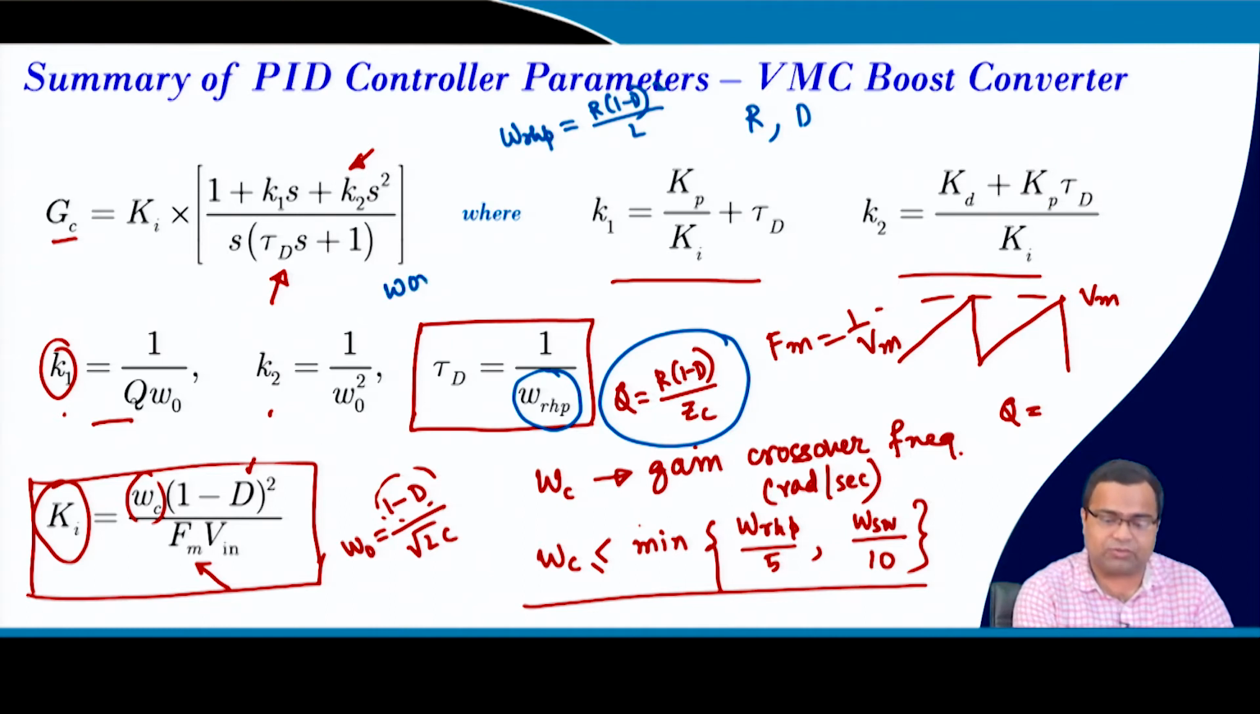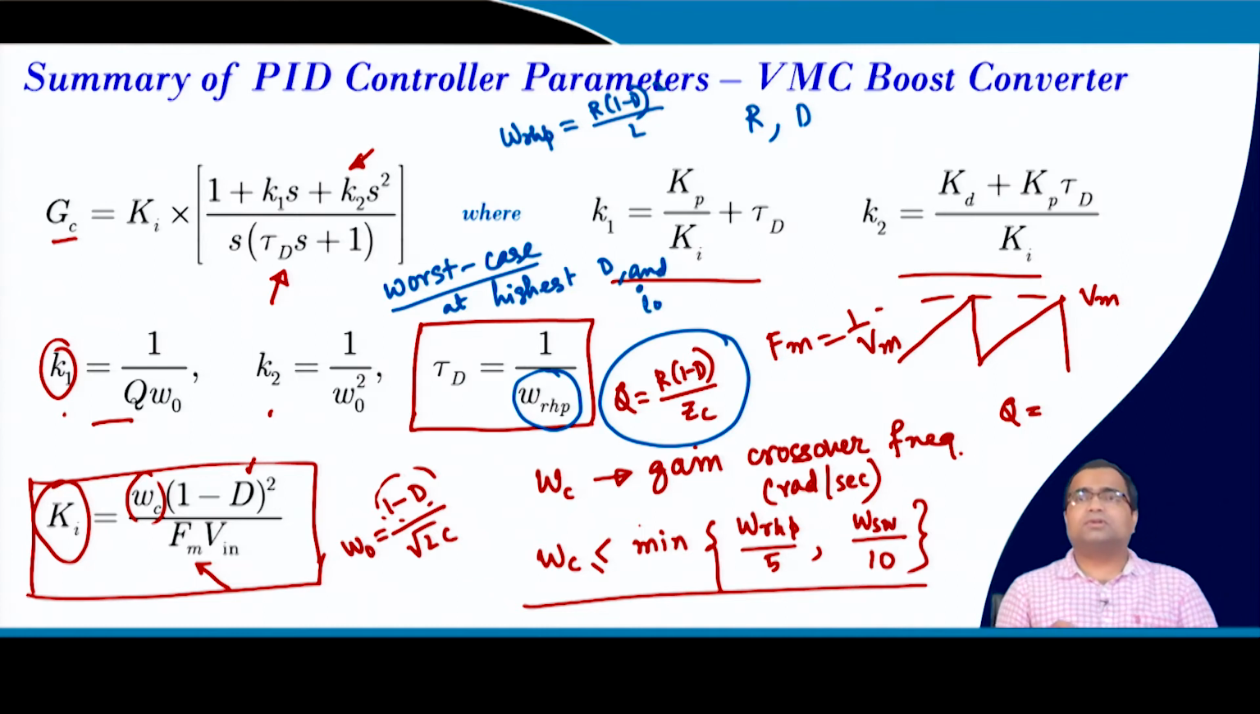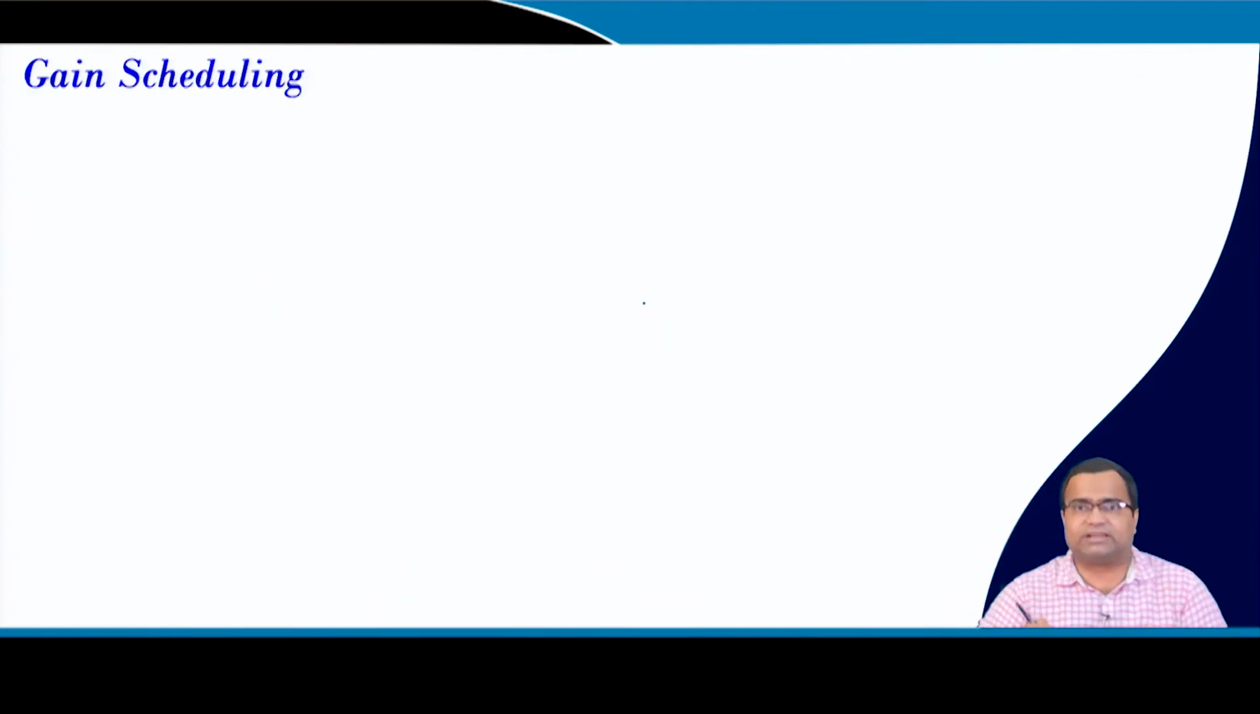The worst case generally happens at highest duty ratio and highest load current. But your converter may not operate in this worst case condition all the time. In fact, most of the time it will operate at other operating points, and because of this worst case design we lose the performance benefit. So, it will be very slow. So, one of the ways is the gain scheduling technique. That means we need to update the controller parameters.